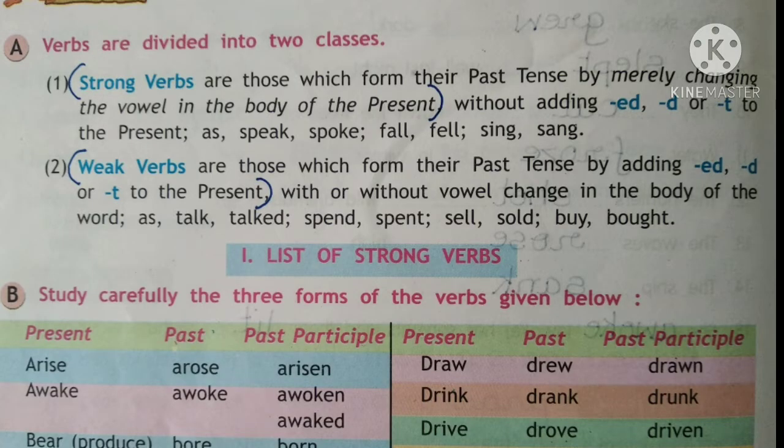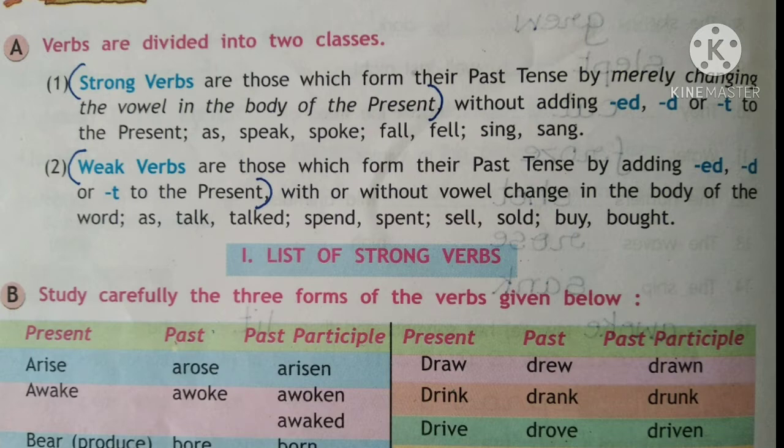So, as we have learned, what are verbs? Verbs are doing words, they show us actions. Now we have learned about a sentence, and a sentence always has a verb. Now, these verbs are divided into two classes. What type of classes? Strong verbs and weak verbs.